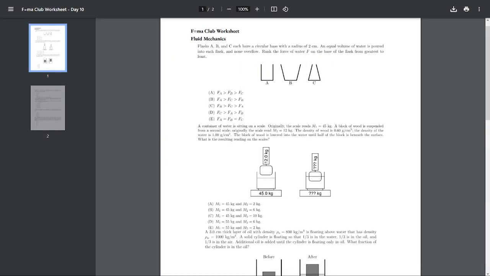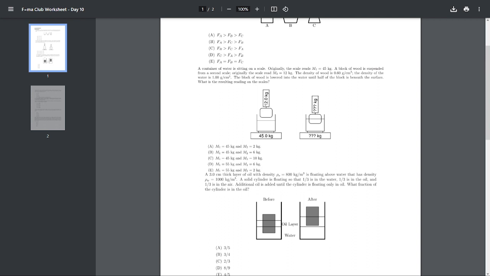All right. Next question. A container of water is sitting on a scale. Originally, the scale reads mass 1 is equal to 45 kilograms, and I'm assuming that's going to be the water, right? A block of wood is suspended from a second scale. Originally, the scale read 12 kilograms, so this block of wood. Density of wood is 0.6 grams per cubic centimeter. Density of water is 1 gram per cubic centimeter. Block of wood is lowered into the water until half the block is beneath the surface. What is the resulting reading on the scales?